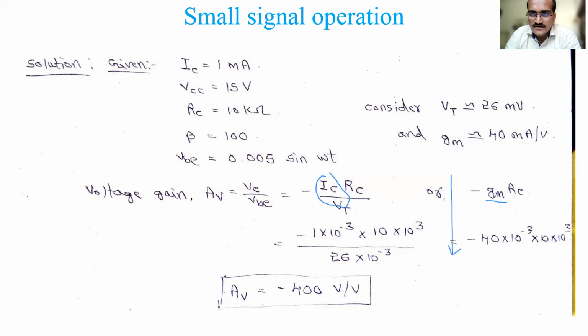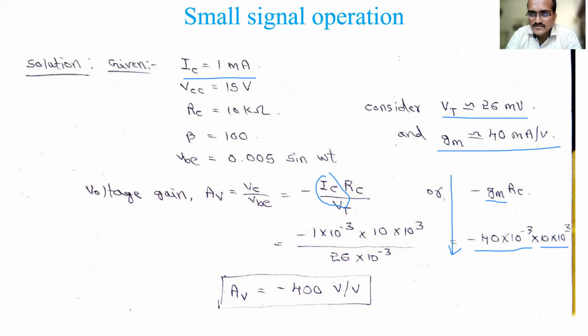And you know the GM value for a DC collector current of 1 milliamp. In the previous problem, we have solved this, that's why I have not shown. For a DC collector current of 1 milliamp, VT is approximately 26 millivolt. If you substitute in GM, which is IC by VT, you'll get 40 milliamp per volt. So directly I can substitute that in this, and I will substitute the RC value 10 kilo ohm.